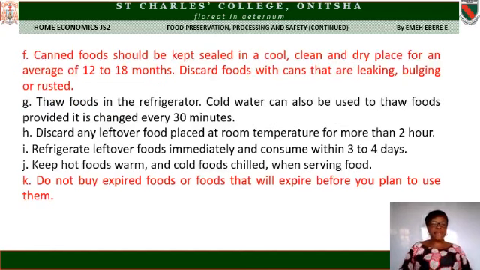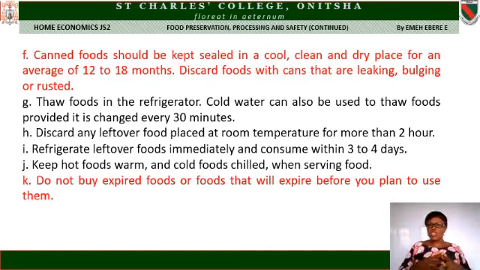The next one is canned foods should be kept sealed in a cool, clean, and dry place for an average of 12 to 18 months. Discard cans that are leaking, bulging, or rusting. Canned foods are meant to stay for a long period of time, and you are supposed to keep them in a dry place. But make sure that they don't stay more than a year to a year and 6 months. And make sure that any of them that is leaking, you don't make use of it. Any that is bulging, don't make use of it.